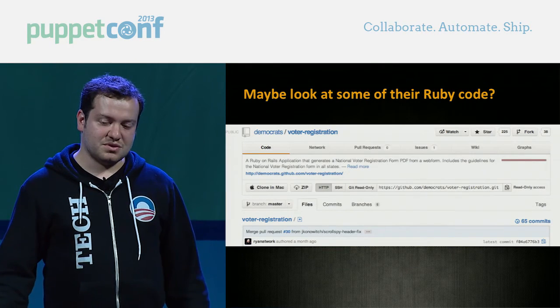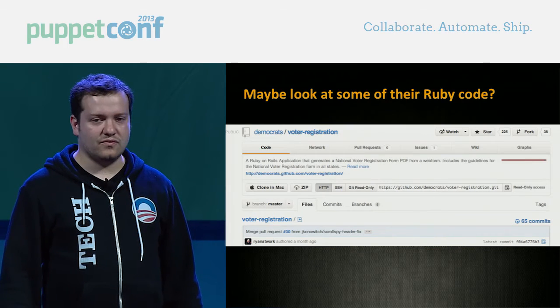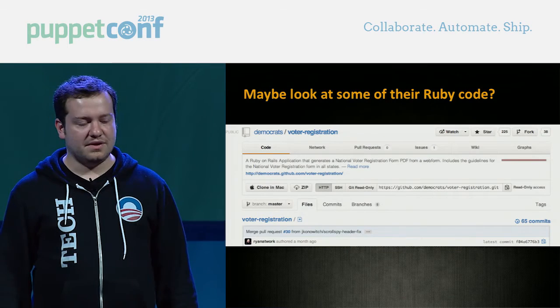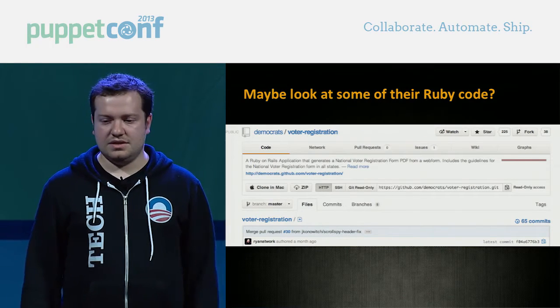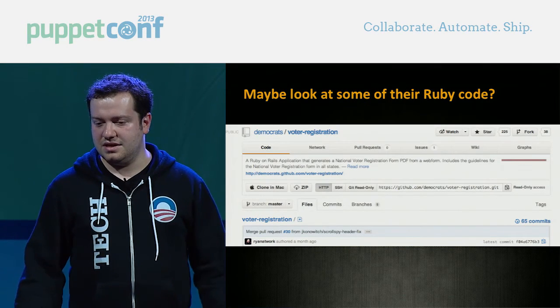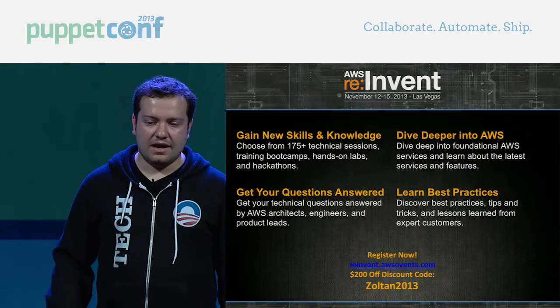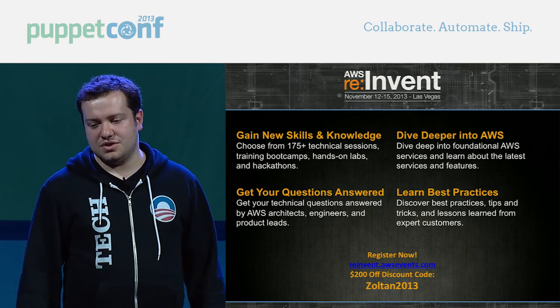You should look at some of our source code. The DNC released their voter registration tool on GitHub, so you can go and look at it and get your own copy. It's interesting, and it's really cool code.